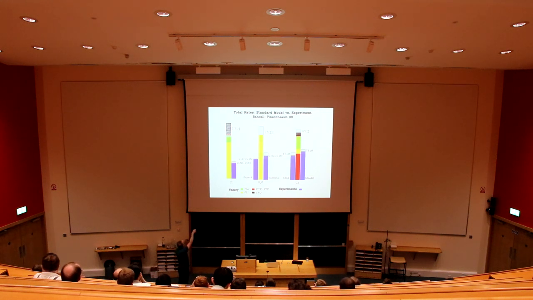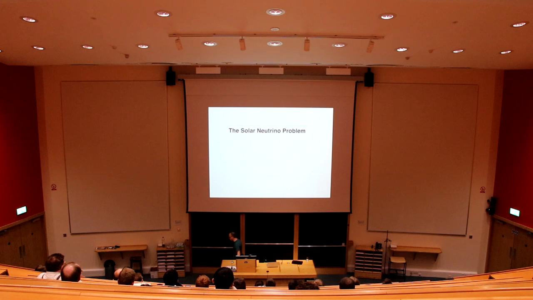The top of the colored bars represent theoretical predictions of what these experiments should see, and all these experiments saw less than expected, something like a third to a half of the expected number of electron neutrinos. And so this started to become more and more of a problem. This became known as the solar neutrino problem. And the solar neutrino problem had a few obvious solutions to it.